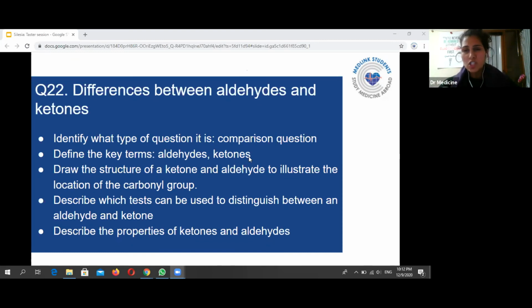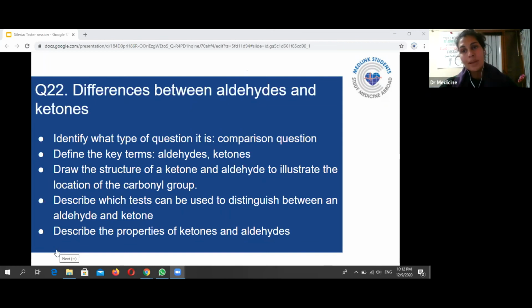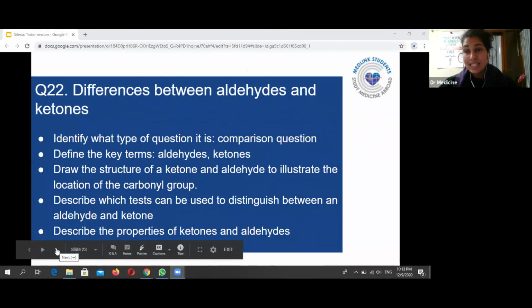So you can also draw the structure of it just to illustrate your answer, also to hold it up to the examiner to show that you've understood where the carbonyl group is located. Also, describe which tests can be used to distinguish between an aldehyde and a ketone. So the Benedict solution, what other tests are there? We've got the acidified potassium dichromate solution. We have the Tollens reagent. So these are all tests to distinguish between an aldehyde and a ketone. And then you can also describe the properties of the ketones and the aldehydes as well, because the location of this carbonyl group primarily affects their properties, like the boiling points, the melting points, their volatility.